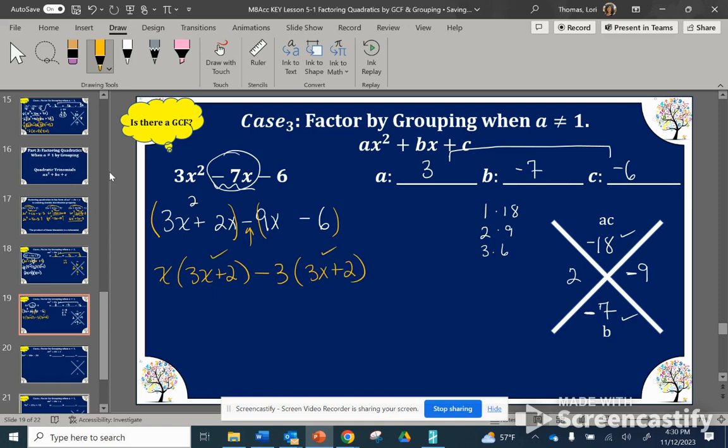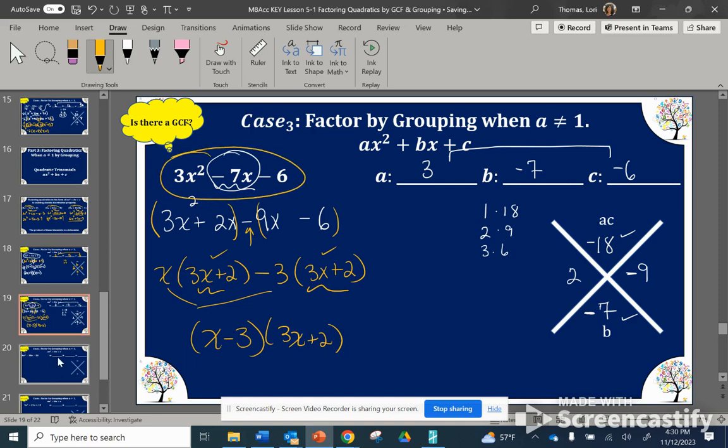Check, check. Take your GCFs. This is one binomial factor, and then the shared one is our second, or vice versa. These can be written in the opposite order. It will still multiply out to give us back our original quadratic trinomial.